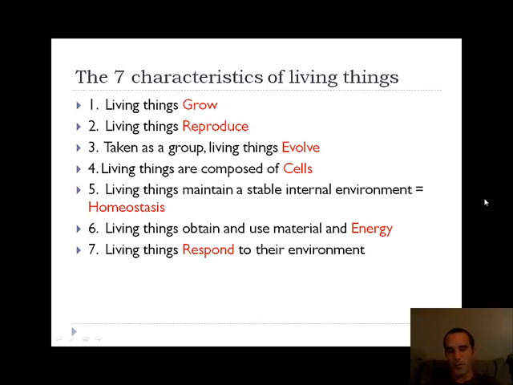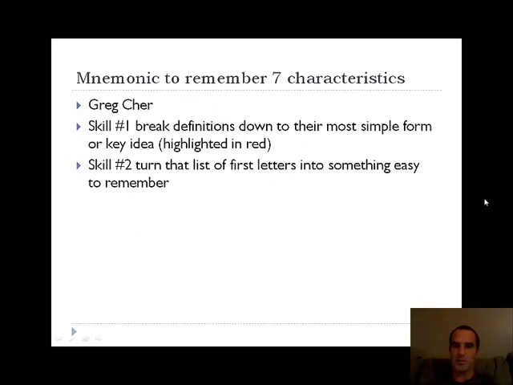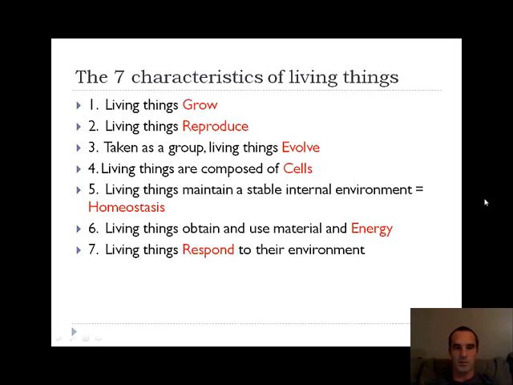So I'm going to flip back and forth between these next 2 slides. What I want you to do is we're going to use 2 different skills. Number 1 is we're going to break down definitions into their most simple form. So I've already done that for you. For each one of the 7 characteristics, I can break it down into one word. So they grow, reproduce, evolve. They're made of cells, homeostasis, energy, and they respond.